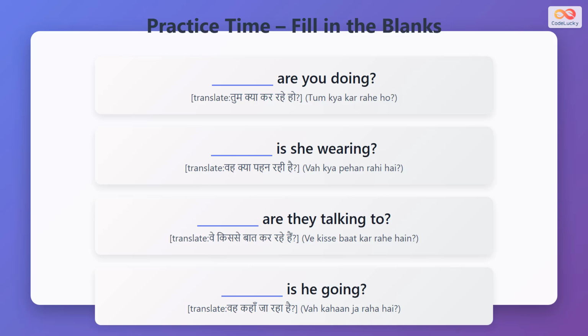Now it is your turn to practice. Try to fill in the missing WH words. Blank are you doing? The answer is what. Blank is she wearing? That will be what again. Blank are they talking to? The answer is who. Blank is he going? The answer is where. Practice saying these aloud to become comfortable forming these questions.